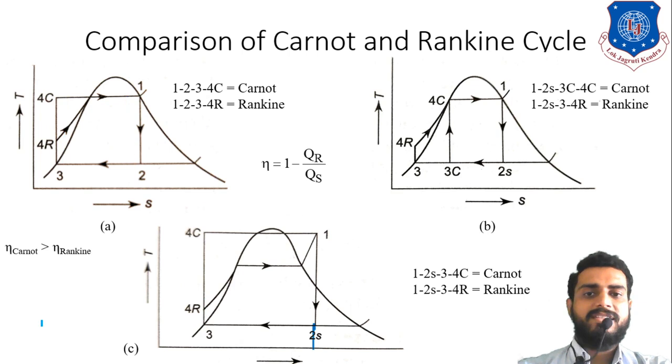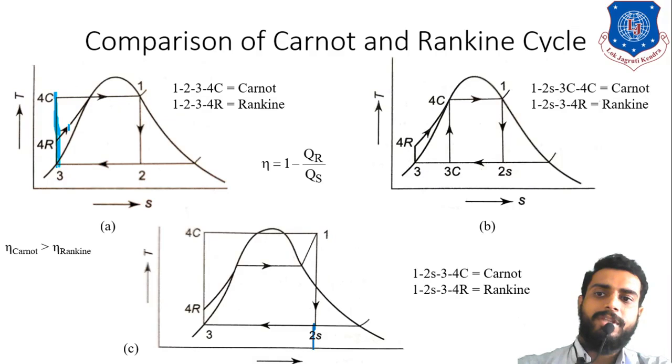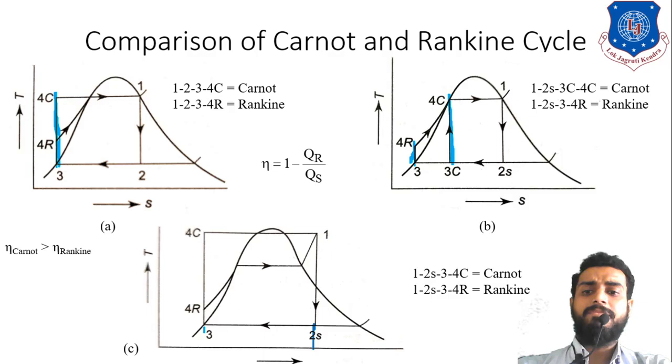So the next comparison is based on the pump work. If you observe, let us consider diagram A: the Carnot cycle pump work is this much higher. Compared to that, the Rankine cycle pump work, 3 to 4R, is small. Same way for diagram B, the Carnot cycle pump work is higher, this is 3C to 4C. But on the other side, the Rankine cycle pump work is small, that is 3 to 4R, right? Same way for diagram C also, the Carnot cycle pump work is higher, that is 3 to 4C. But for the Rankine cycle it is low, that is 3 to 4R.